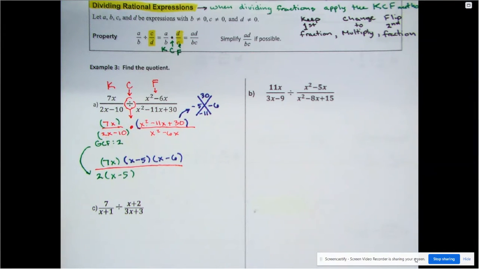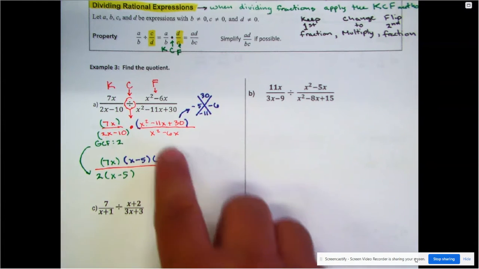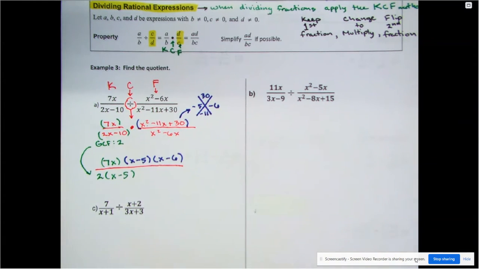And then, of course, we have one more to go. And for this last one here, well, we're going to look at the x squared minus the 6x. So let's see this one here.